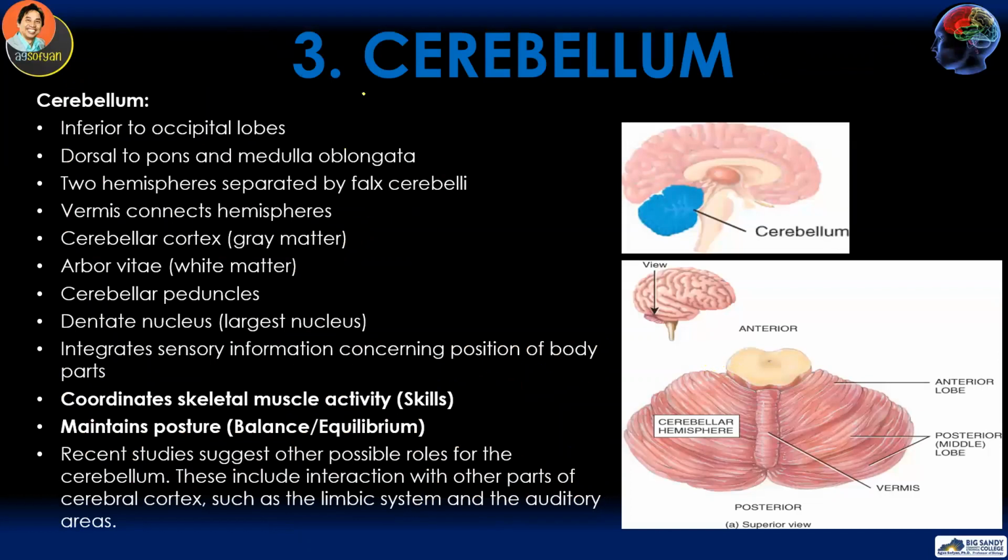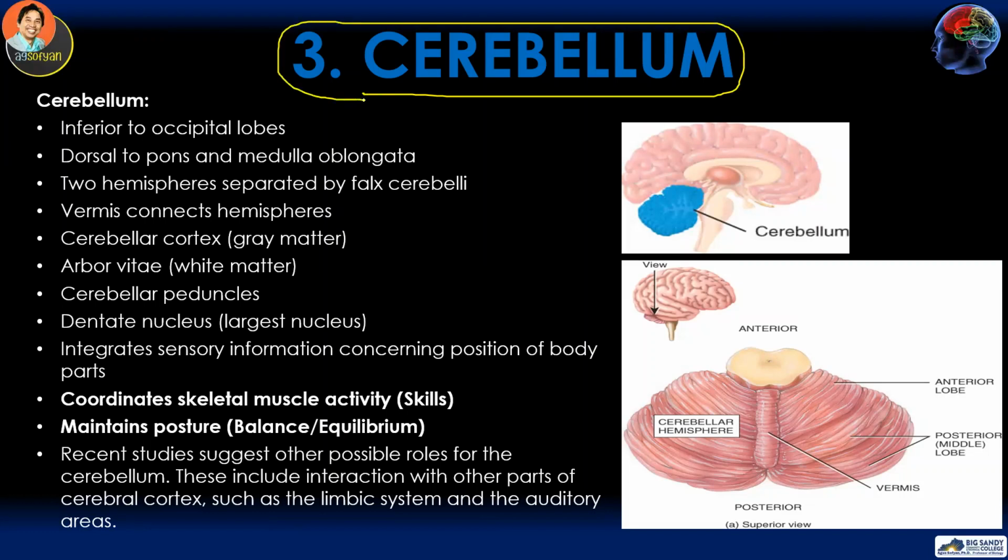Okay, the third part of the brain, the cerebellum, is located on the back, over here. It consists of two hemispheres, the cerebellar hemispheres, and the vermis in the middle. So two hemispheres are connected by the vermis.